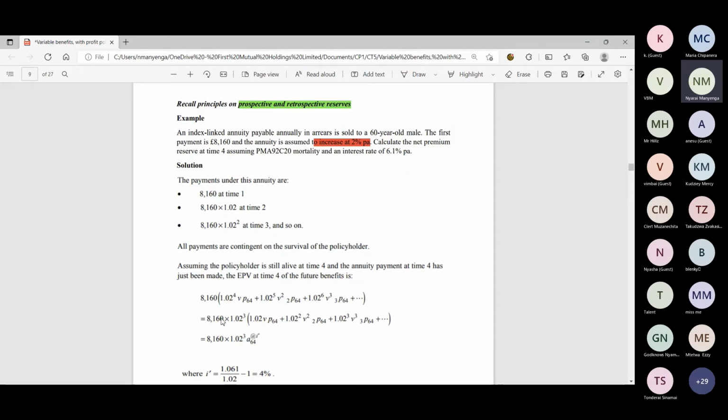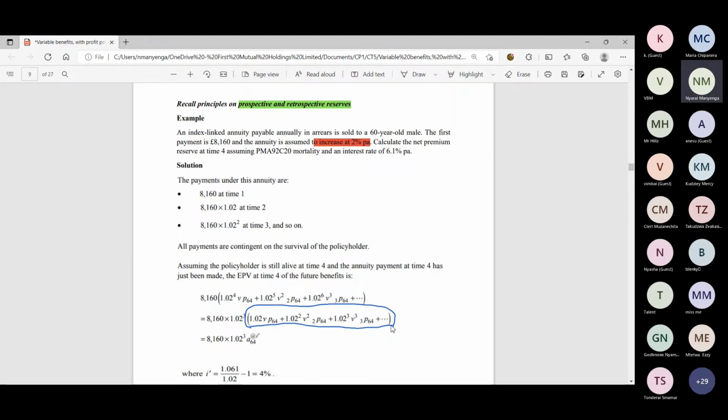3 times the 8,000. And you see that once we take this out and we leave this in the brackets, you see that this just simplifies to an annuity payable in arrears for a person who's aged 64.